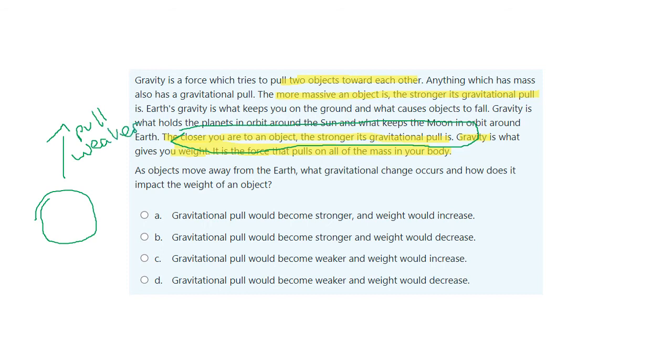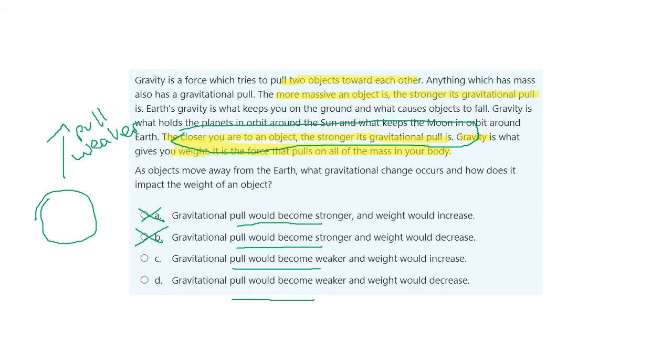So let's look at that first. A, the pull will become stronger. B, the pull will become stronger. C, the pull will become weaker. And D, the pull will become weaker. A can be removed and B can be removed. We're looking for the idea of the force becoming weaker. So weight is the effect of the force pulling on the mass in your body. So if the force is lower, then your weight would decrease.